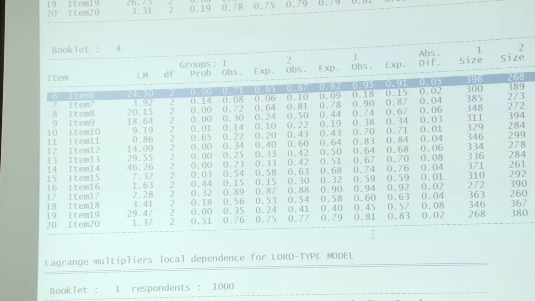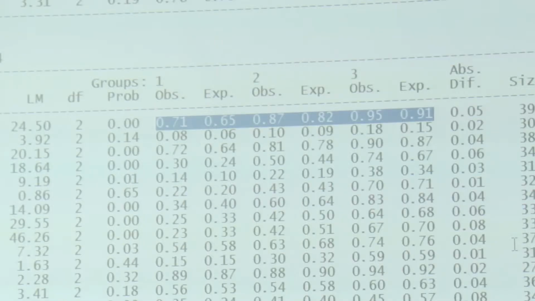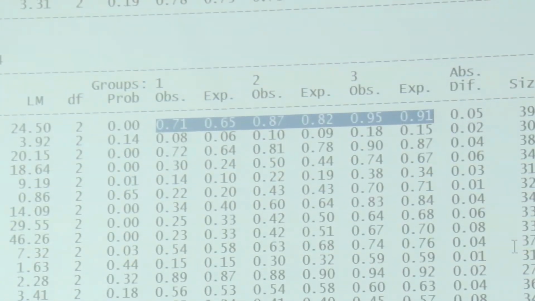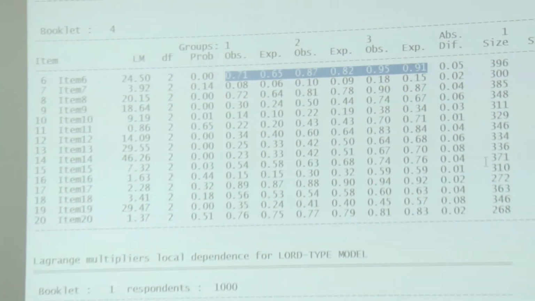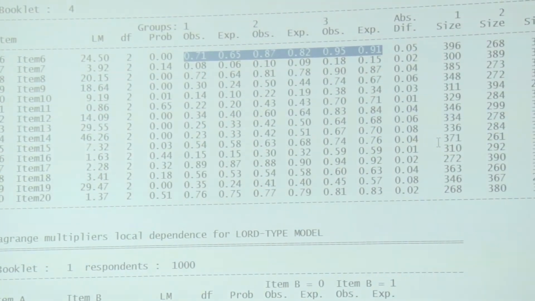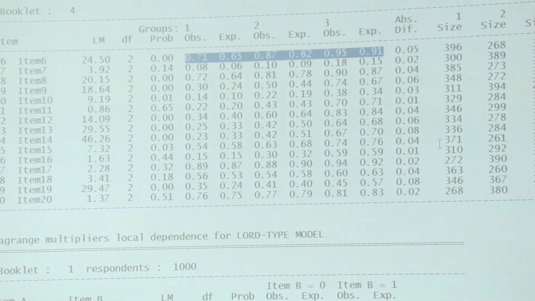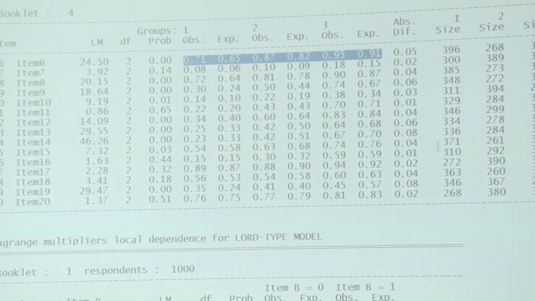Then, as a proxy for theta, it creates 3 score groups: the low scoring students, the average scoring students, and the high scoring students. So that is what you see here: group 1, group 2, group 3. And then it looks at this row for these 3 groups, and the expected average score for these 3 groups. For instance, in the low scoring group, you observe 0.71 and you expect 0.65.